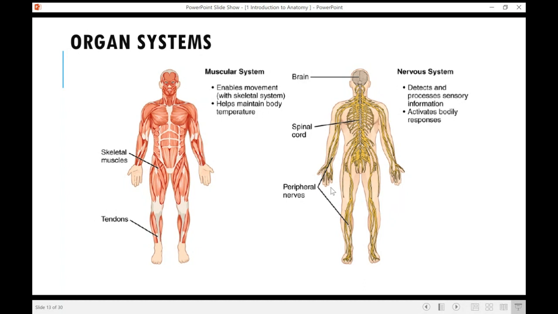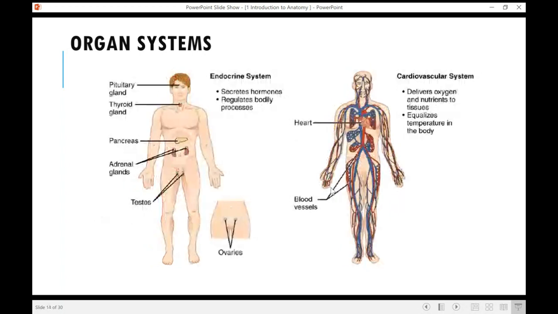Our nervous system is going to detect and process our sensory information. It helps to activate our bodily responses so we actually can respond to our environment using those negative or positive feedback mechanisms that we talked about. Okay, so we have our brain, our spinal cord, and our peripheral nerves. We have our endocrine system and our cardiovascular system. We're going to get to those in A&P2, but you can see the endocrine system is going to secrete hormones. It helps to regulate our bodily processes. It's more of a slow moving and long term, whereas our nervous system is more quick to respond.